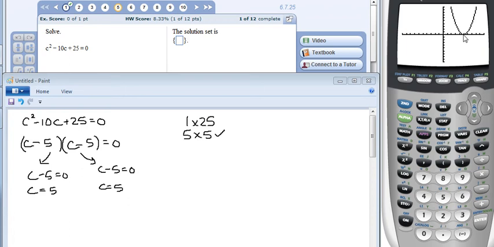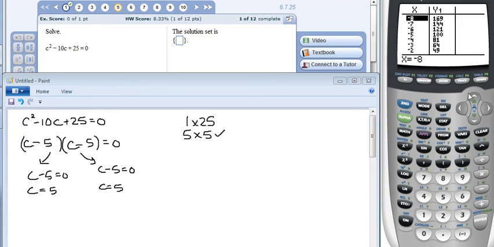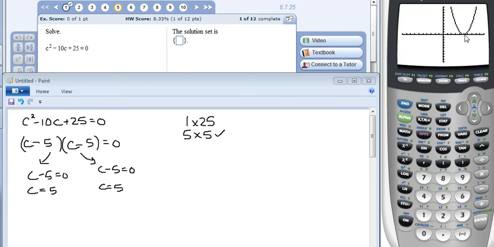Yep, it touches once right at 5. Doesn't cross over, but it just touches it. And let's go to, yep, there it is, 5 and 0. And there isn't another one in there. That's it. Okay, so you can see from the picture that it's crossing at 5, or touching at 5. And then the table verifies that.